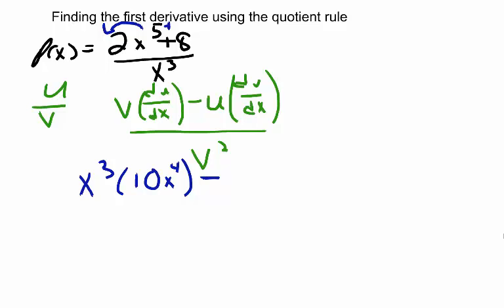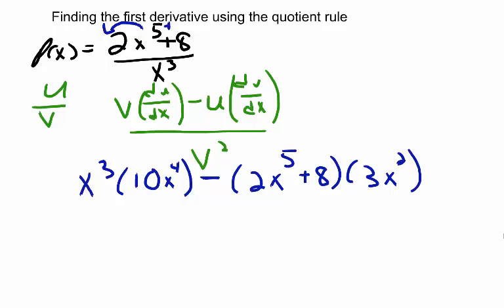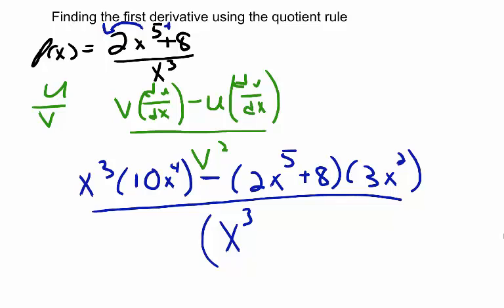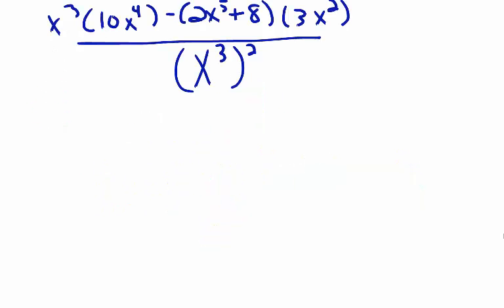Back to our formula here, minus, and then u, which is 2x to the fifth plus 8, times the derivative of v, where v equals x cubed. So that gives us 3x squared as our derivative, all divided by x cubed, squared. Okay, so we've plugged in our values of u and v and their respective derivatives into the quotient rule formula.